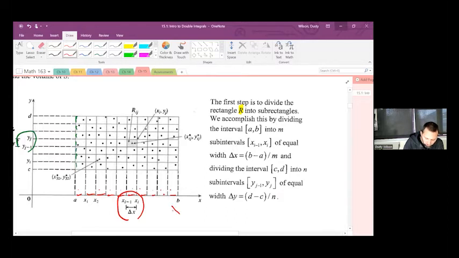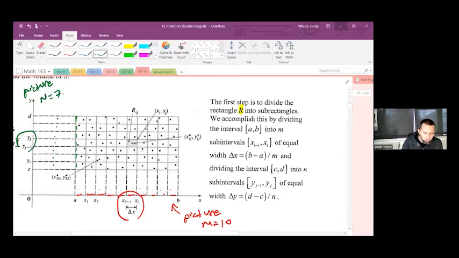So in the picture, we have M equals 10. And in the picture, we have how many subintervals in the y direction? We have 1, 2, 3, 4, 7. In the picture, we have n equals 7.